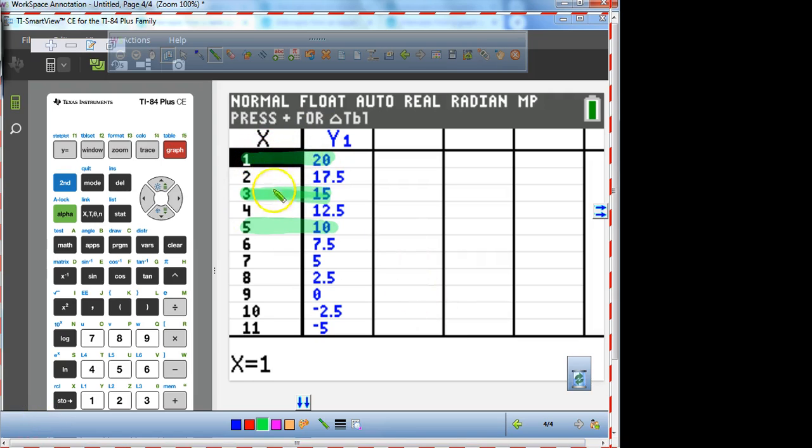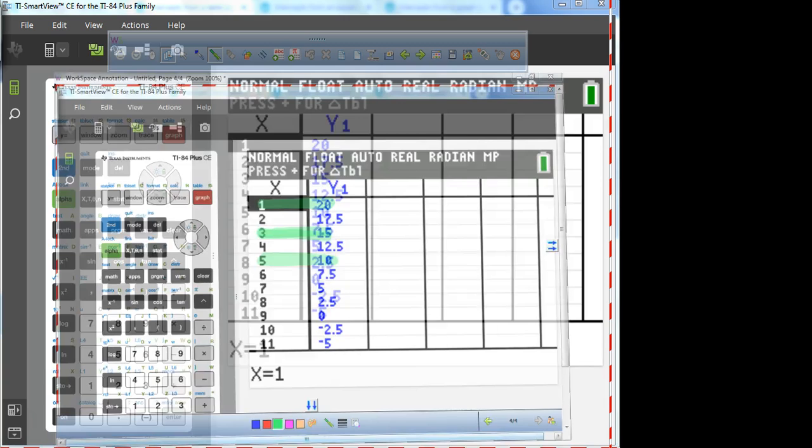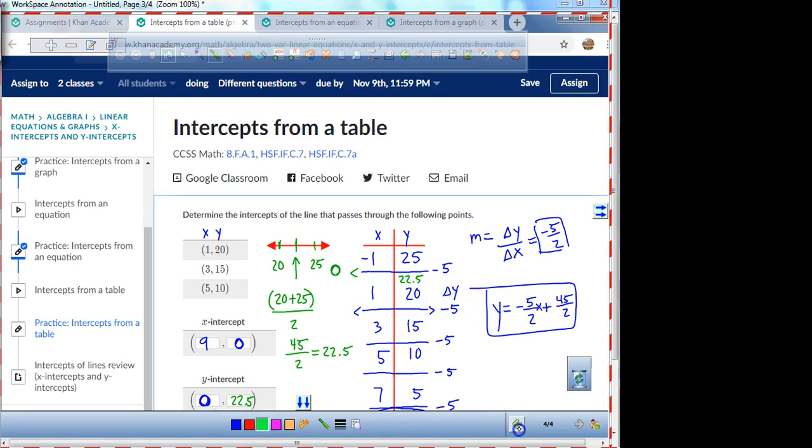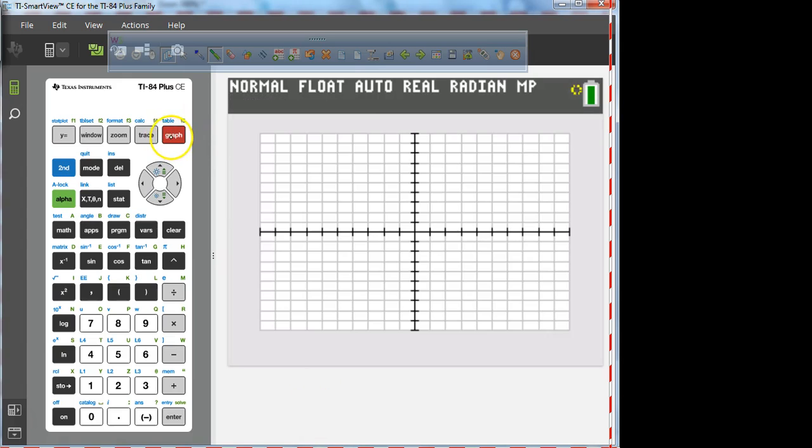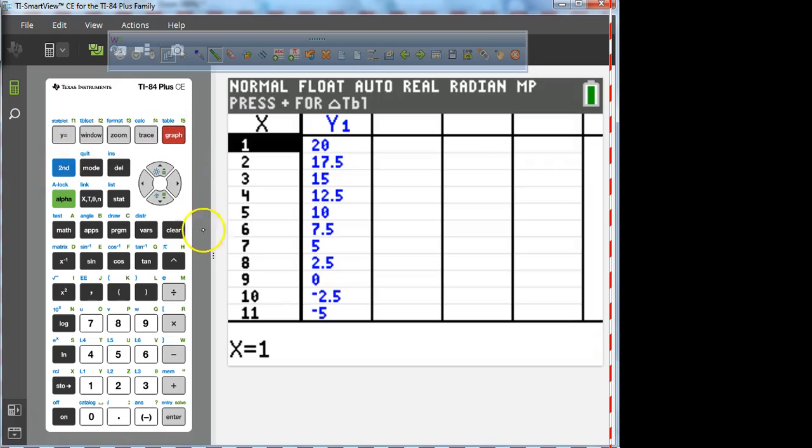So right now, these are our ordered pairs that we started with, if you look back at our original problem. All right, and so we did find the correct y-intercept and x-intercept. So let's take a look at the graph. You might not be able to see it here. Now, you can see where it hits the x-axis. It clearly hits the x-axis at 1, 2, 3, 4, 5, 6, 7, 8, 9. If you want to check your table, you should see a 9 and a 0 right there. But if you go up here to 0, you'll see a 0 and a 22.5.